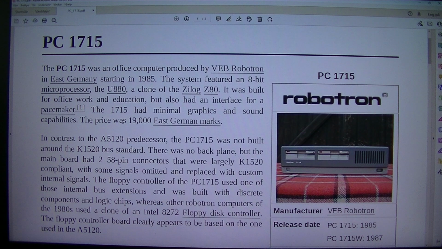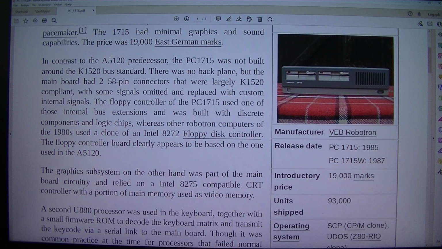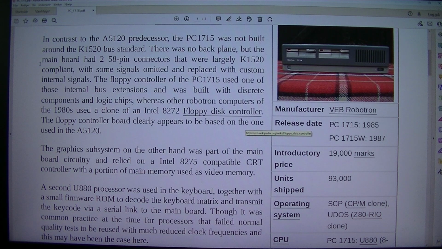The PC 1715 had minimal graphics and sound capabilities. The price was 19,000 East German marks. In contrast to the A5120 predecessor, the PC 1715 was not built around the K1520 bus standard. There was no backplane, but the main board had two 58-pin connectors that were largely K1520 compliant, with some signals omitted and replaced with custom internal signals.